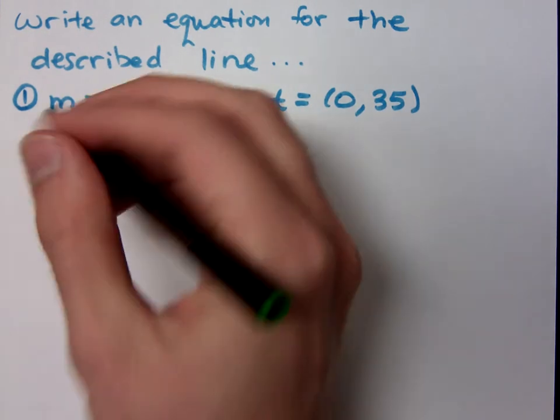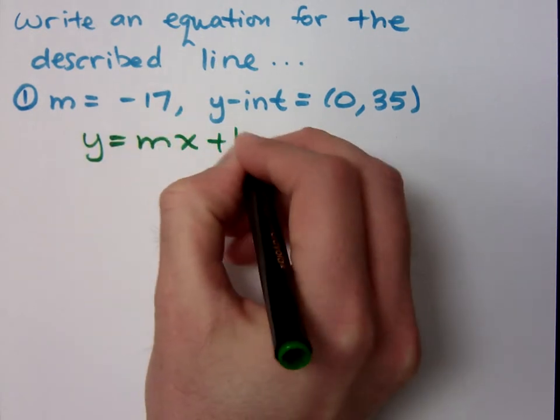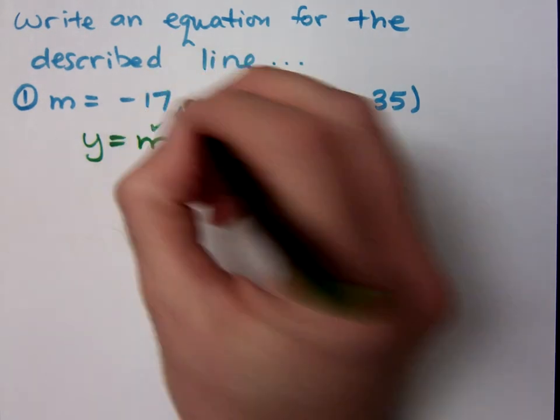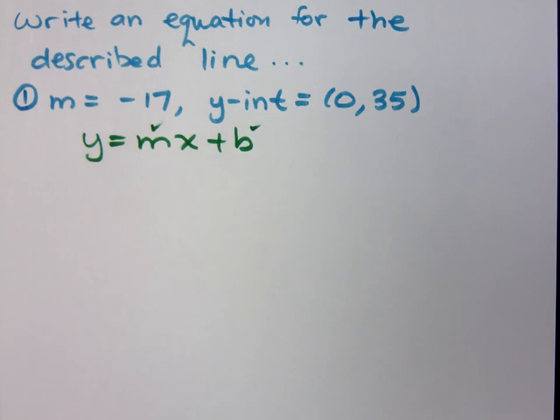Y equals mx plus b. Fantastic. Y equals mx plus b. So what have I given you here? The slope and the y-intercept. I gave you the slope, and I gave you that y-intercept piece, didn't I? So what is your equation going to be?